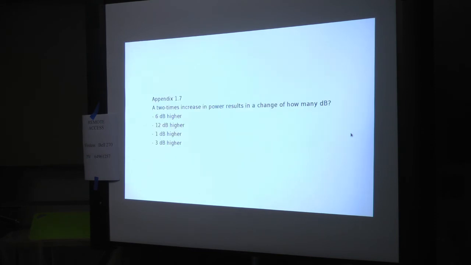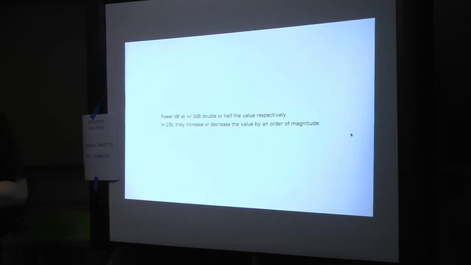Moving on. A 2 times increase in power results in a change of how many decibels? 3. 3 higher, yep. Exactly. So, power decibel at plus or minus 3 dB doubles or halves the value respectively. In tens, they increase or decrease the value by an order of magnitude. That's pretty much all you need to know for the basic test. There is more theory behind it, but you don't need to know more. Plus or minus 3 decibels, doubles or halves. And in tens, they increase or decrease the value by an order of magnitude. That's a multiple of 10.